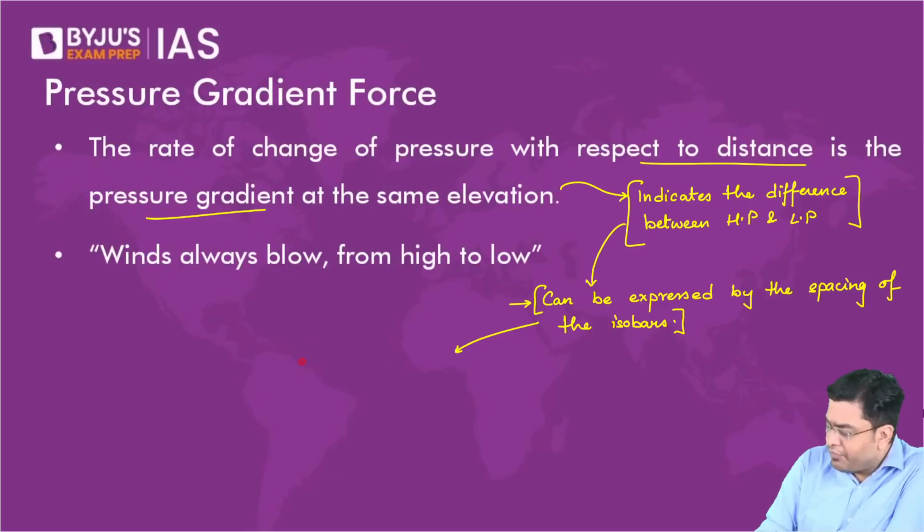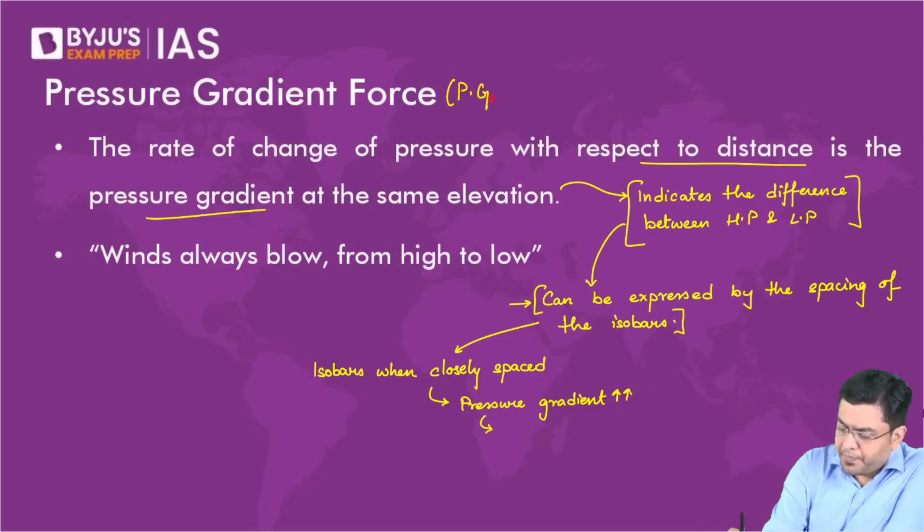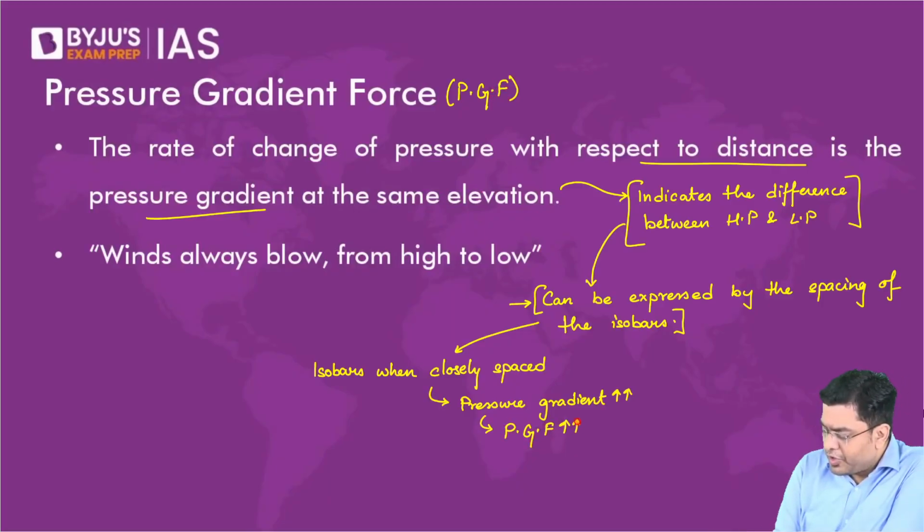So here, when we have isobars closely spaced, it means the pressure gradient is high, which means the pressure gradient force will be high, which means the wind velocity will be high.